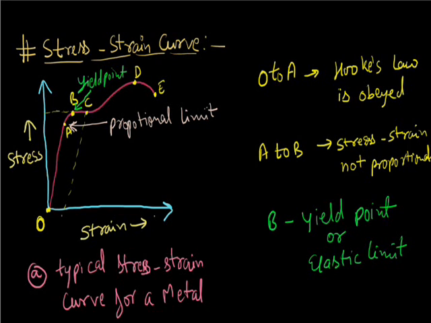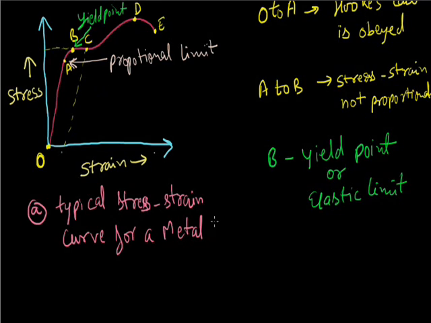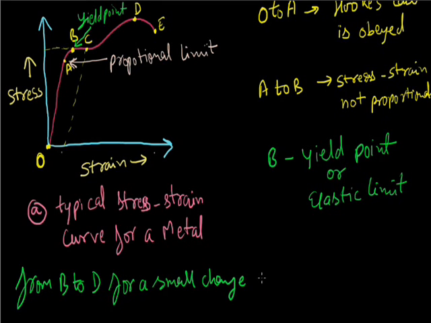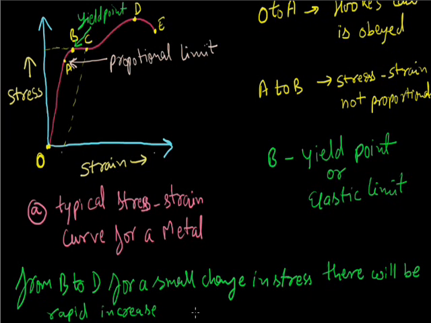That portion is shown between B and D. For a small change in stress from B to D, there will be a rapid, sharp increase in strain, and at a point between B and D, let's say C, the body does not regain its original dimension.